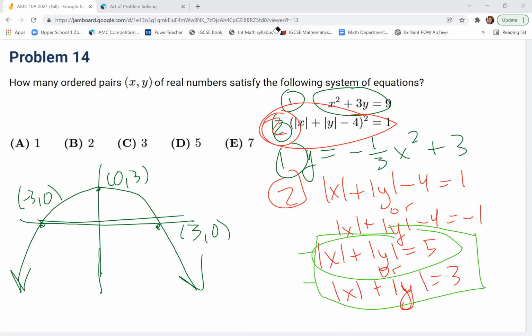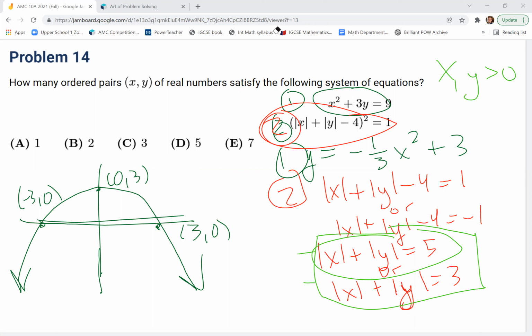Now think about what happens when x and y are both positive. That would mean that you're in the first quadrant. Well, that just means x plus y is 5, which means y is equal to -x plus 5. That's going to look like this, because it has a y-intercept of 5 and a slope of -1. So that's going to go through 0, 5.